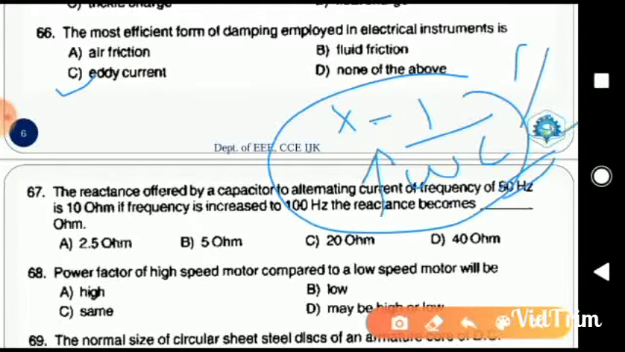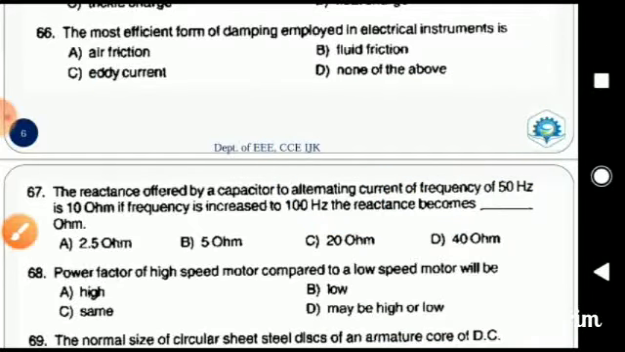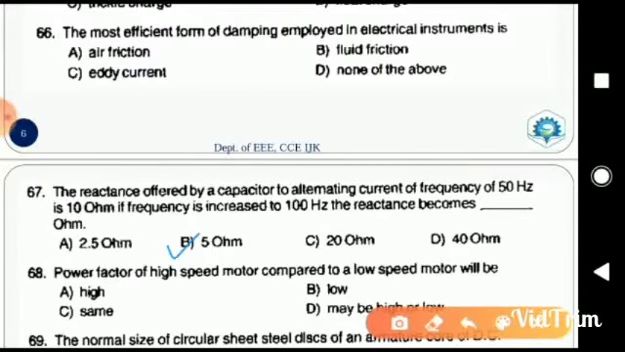the original value. So, here the original value was 10 ohm, and since the frequency has been doubled, the reactance will be halved, and therefore the correct answer is option B, 5 ohms.